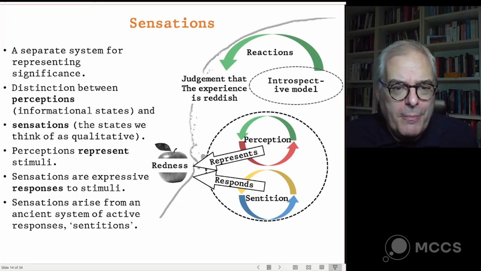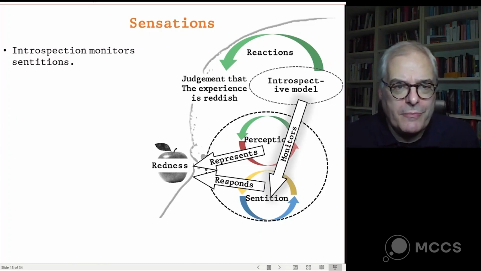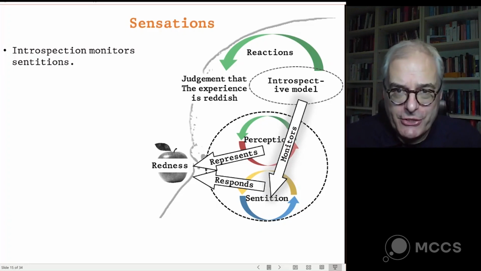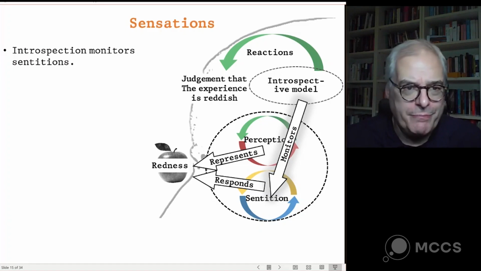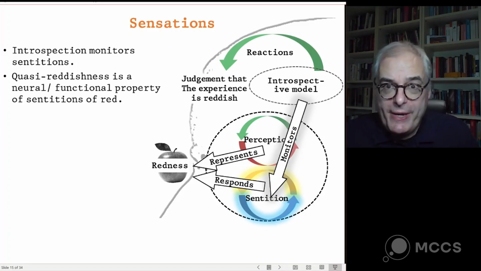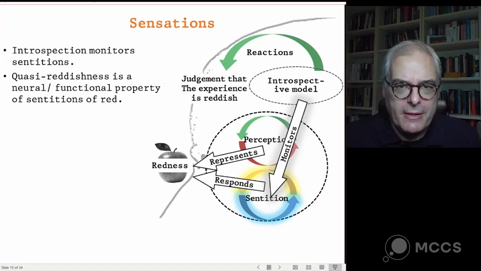Let's get to the bottom line, though. The bottom line here is that what introspection is monitoring are these sentitions, these privatized responses to stimuli, and thus quasi-redness is going to be some property of these sentition processes, perhaps a neural or functional property of them.